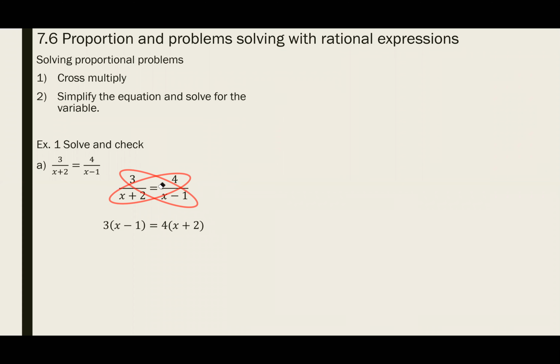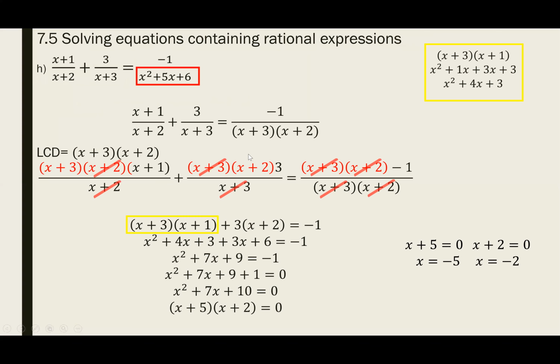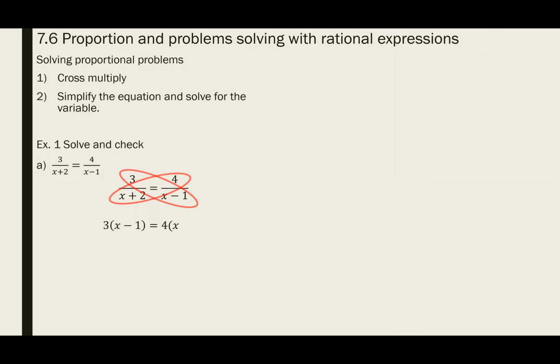Either way you do it, the only reason we cannot do this in the previous problem, 7.5, is because in 7.5 you don't have just a fraction equal to a fraction. In 7.5, you have something added, something equal to something. There's an addition, so we cannot use it. But if we have a fraction equal to a fraction, like 7.6, then all you need to do is cross multiply.